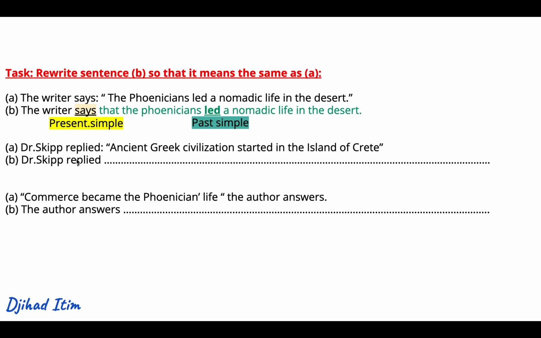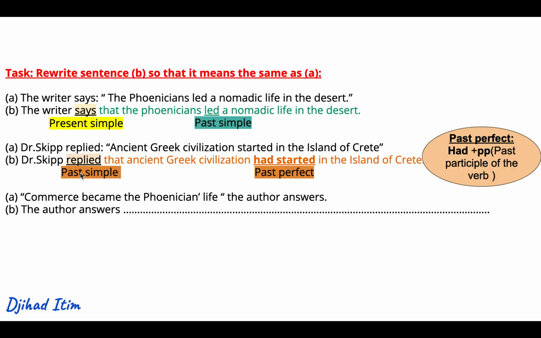Okay, second: Dr. Skip replied, ancient Greek civilization started in the island of Crete. So we have the verb here in the past simple, replied, and here in the past simple as well. So we say, Dr. Skip replied that the ancient Greek civilization had started in the island of Crete. Why did we say here had started, since here it is started? Because we have the verb here in the past simple, replied. Since the verb here is in the past simple, we say had started in the past perfect.